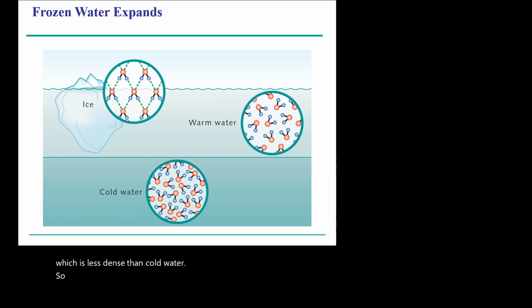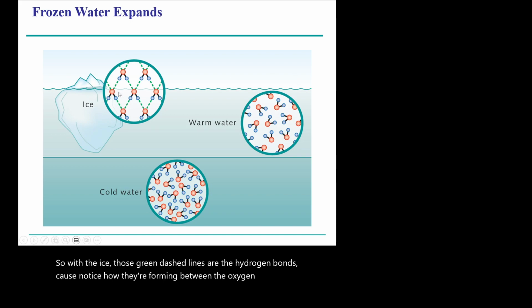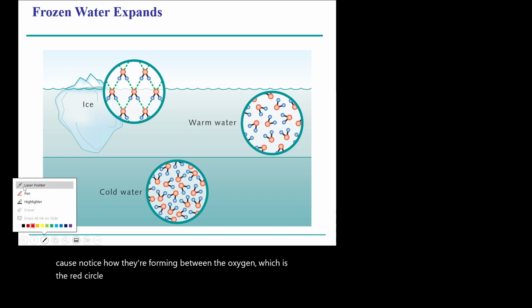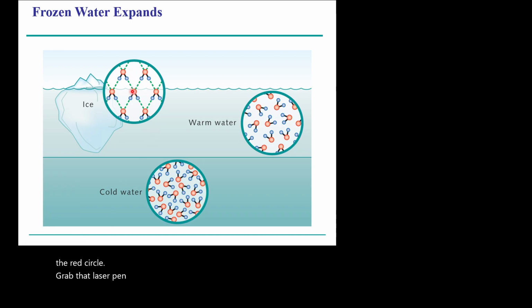So with the ice, those green dashed lines are the hydrogen bonds, because notice how they're forming between the oxygen, which is the red circle. Let me grab that laser pen there. And the hydrogen, or the blue part of the molecule. So those are indeed the hydrogen bonds.